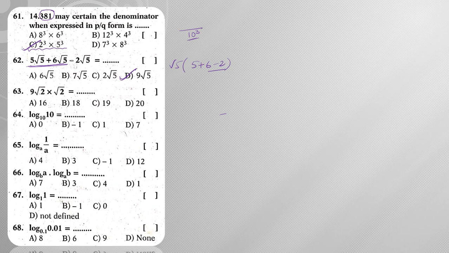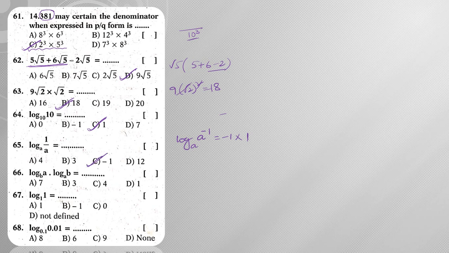Next, 9 root 2 into root 2. Root 2 into root 2 is nothing but root 2 whole square, square and root get cancelled, 9 2s are 18, hence the answer is 18. Next, log 10 to the base 10 is nothing but 1. Logarithm of 1 by a to the base a, I can write 1 by a as a power minus 1 to the base a, so this is minus 1 into log a base a, which is nothing but 1, so 1 into minus 1 is minus 1.